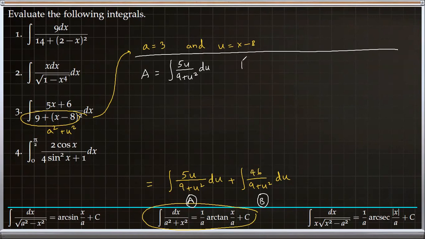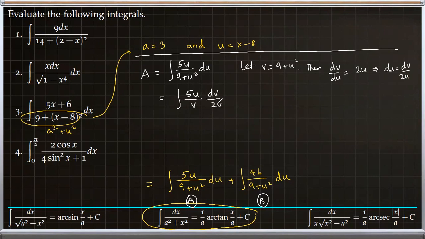So I'm going to use a different letter. Let v equal 9 plus u squared. Then we have dv by du equals 2u, which implies du equals dv by 2u. So now I'm ready to express this integral in terms of v. So this becomes 5u over v, and du is dv over 2u.